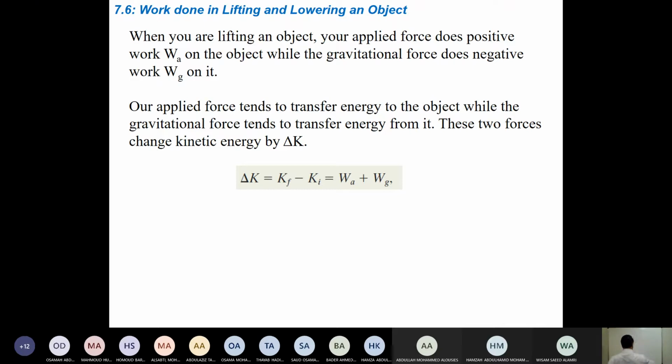So when we are looking at the work energy theorem, we see that change in kinetic energy is equal to the total work. You can say W net. And the net work was coming from two aspects. One was the work done by the applied force, and another one was the work done by the gravitational force. Here we see that the change in kinetic energy, Kf minus Ki, is equal to Wa plus Wg.